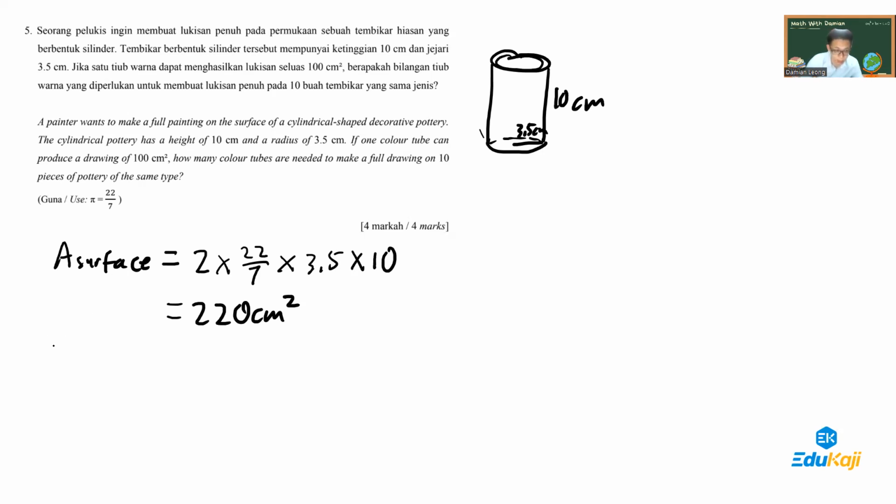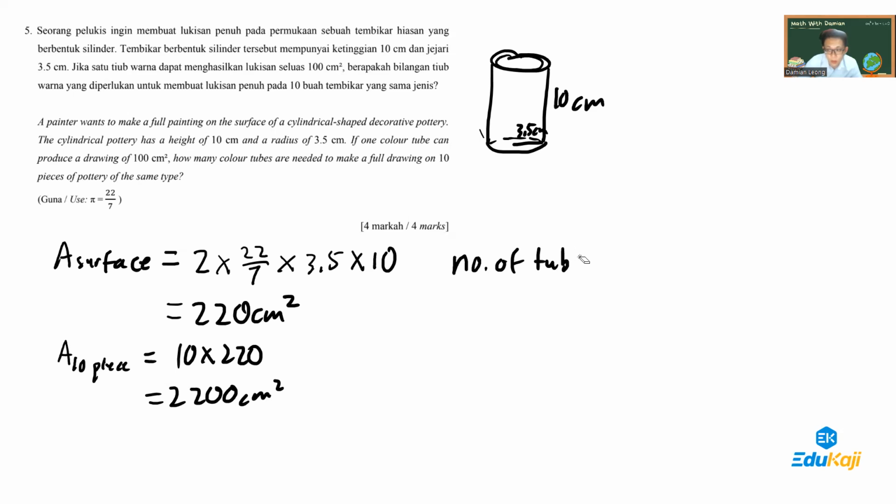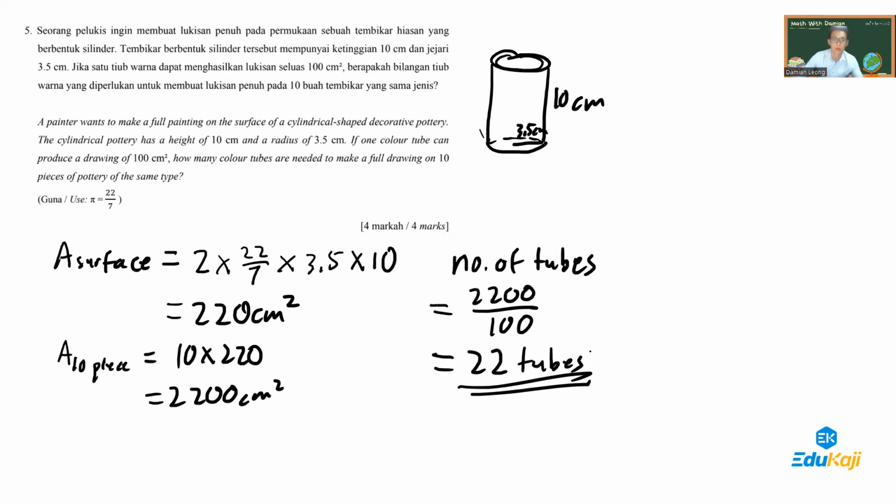So I want 10 pieces, means I times 10. 10 times 220, 2200 cm square. Each color tube is 100 cm square, means for the number of tubes, I can take 2200 divided by 100 each. So it's 22. So 22 tubes. That is question 5 here.